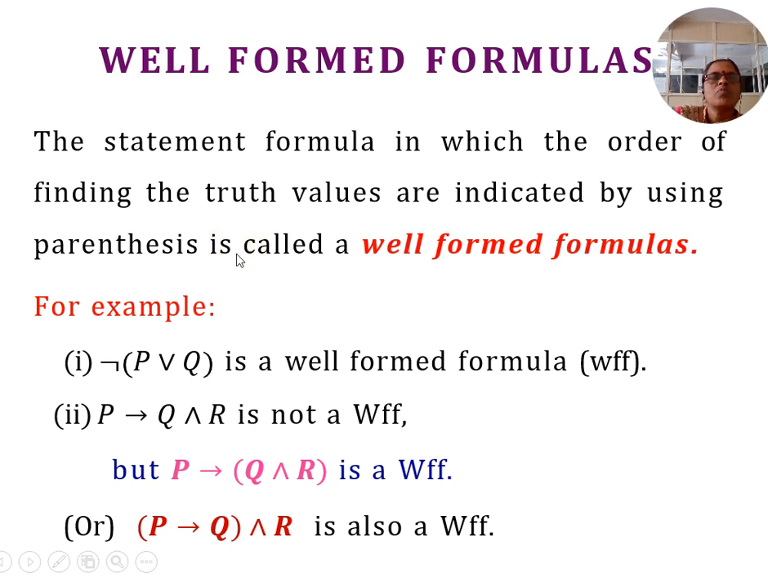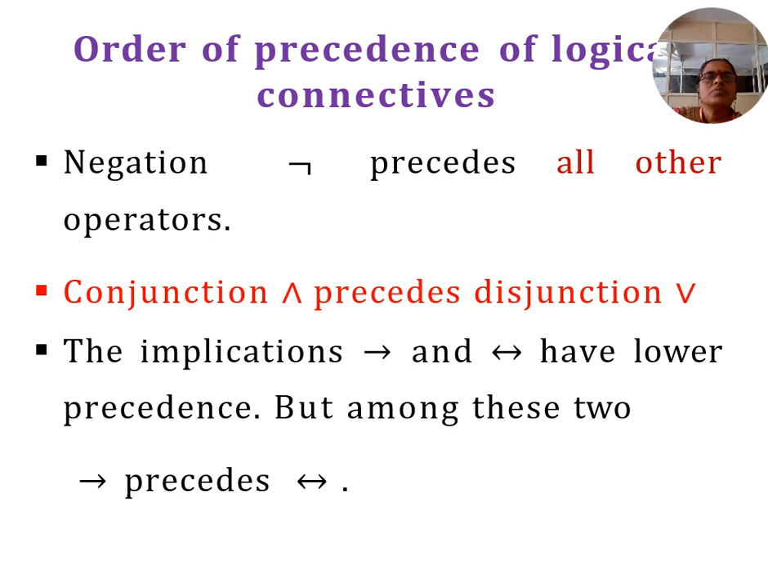Well-formed formulas: a statement formula in which the order of finding the truth values is indicated by using parentheses is called a well-formed formula. Example, the first one, negation of (P ∧ Q), where parentheses are used, is a well-formed formula. And the second one, P implies Q and R, is not a well-formed formula. So if you use parentheses, then it will be a well-formed formula.